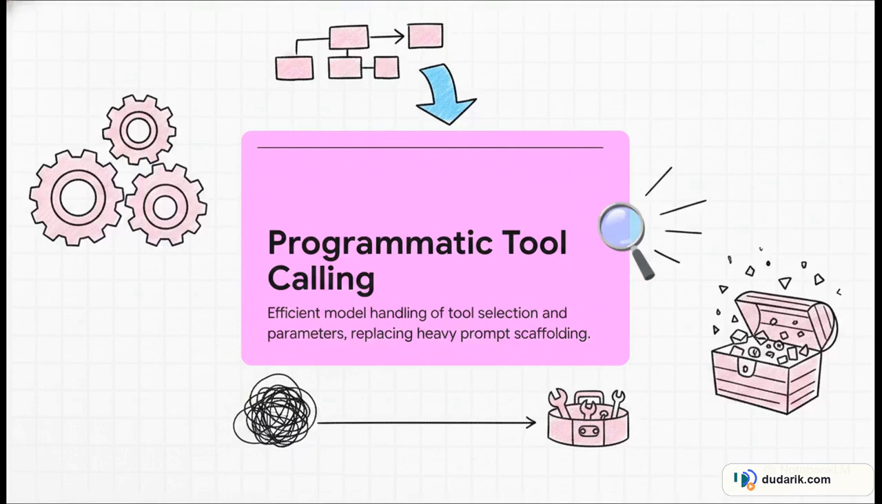This is the key architectural shift of the whole update. Instead of those verbose reasoning traces where the model explains every little thing it's doing, we now get compact, highly executable outputs. It efficiently handles tool selection and parameter generation internally, completely replacing all that heavy, manual prompt scaffolding you used to have to constantly maintain.